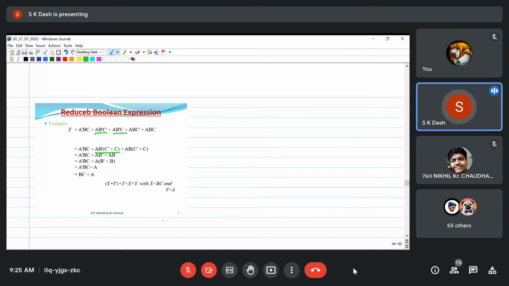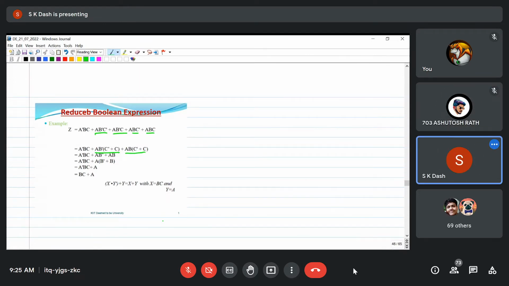Okay. Similarly, check this fourth term and fifth term. I can take AB common. If I take AB common, this will be C plus C bar. Okay. But C plus C bar is equal to 1. So this will be AB dot 1. This will be AB bar dot 1. Okay. So AB dot 1 is nothing but AB. AB bar dot 1 is nothing but AB bar.